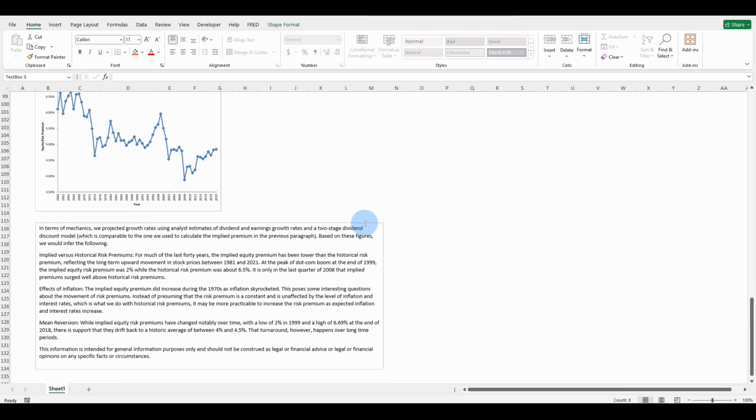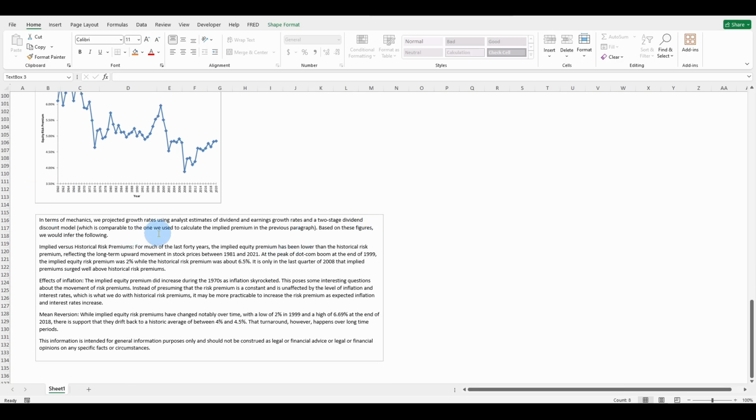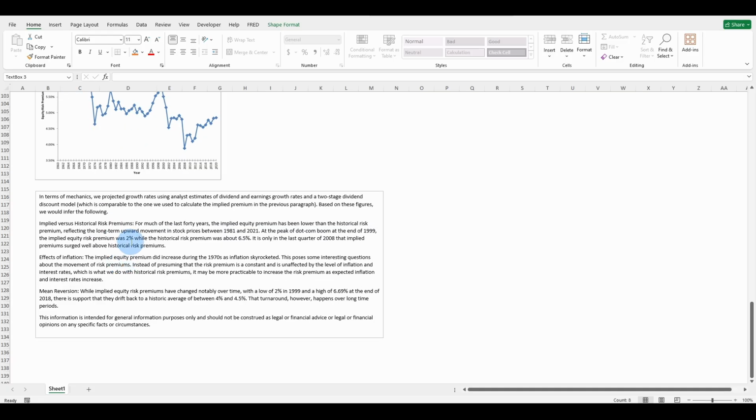In terms of mechanics, we projected growth rates using analyst estimates of dividends and earnings growth and a two-stage dividend discount model, which is comparable to the one we used to calculate the implied premium in the previous paragraph. Based on these figures, we would infer the following. Implied versus historical risk premiums.